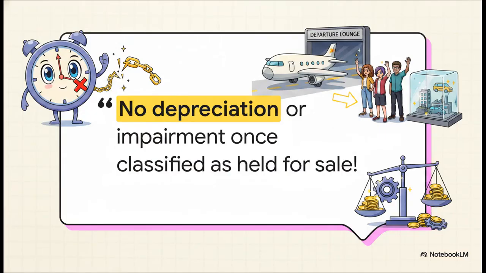Which brings us to the absolute golden rule of IFRS 5. Once classified as held for sale, no more depreciation or impairment. The very second this asset enters our departure lounge, the depreciation clock just stops dead. You no longer charge annual depreciation, and you no longer conduct standard IAS 36 impairment reviews. And the logic makes total sense, right? You aren't consuming this asset's economic benefits through usage anymore. You're just waiting to realize its value entirely through a sale.